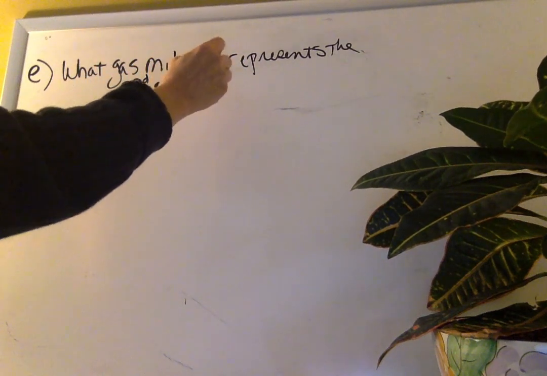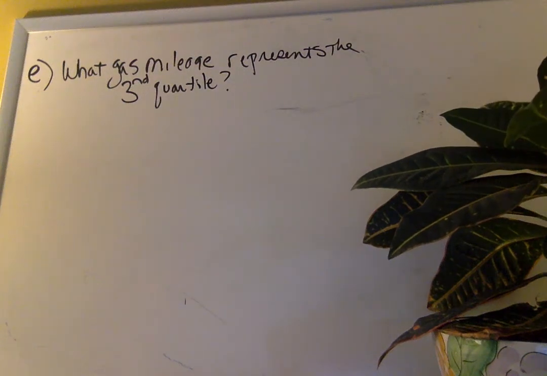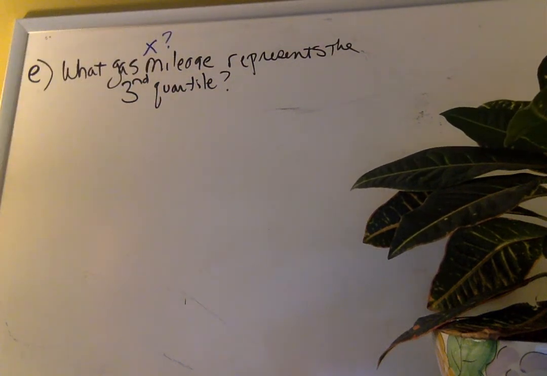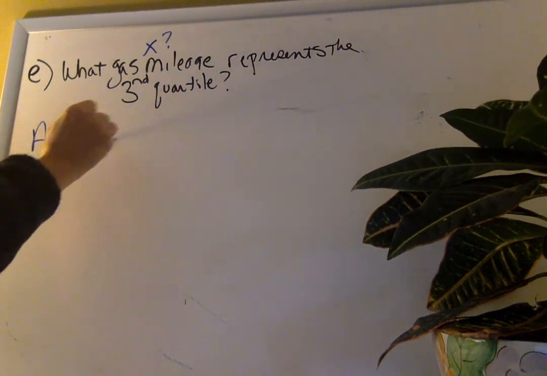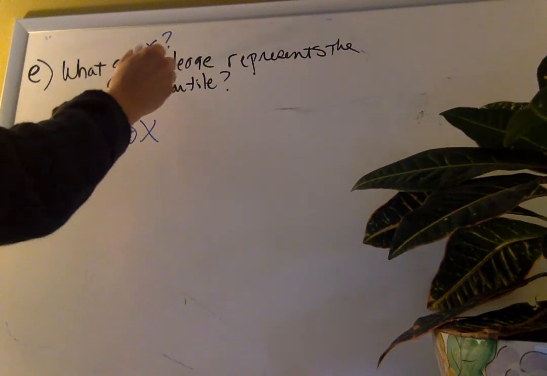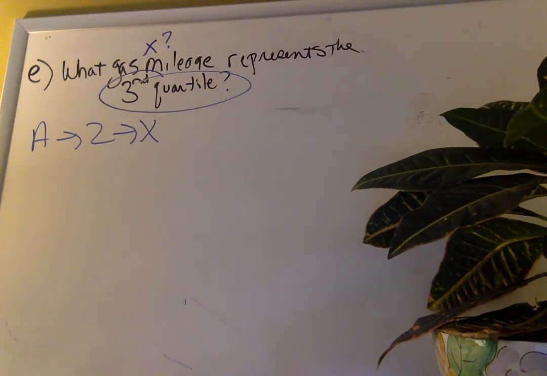What gas mileage represents the 3rd quartile? So first, you can tell it's asking you for X, right? So obviously, this is going to be a working backwards problem. But it's like, well, where's the area? I don't see a percent sign. What's the area? Well, this had a special definition, right?